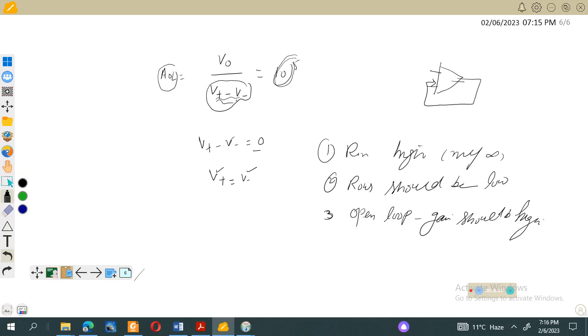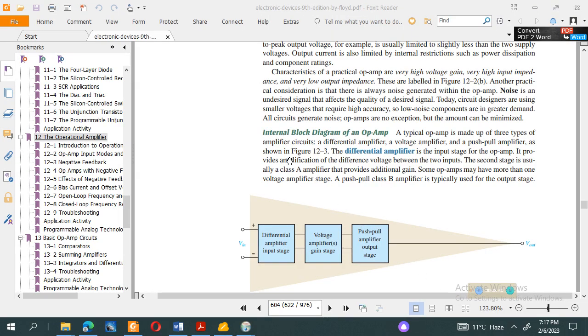And next is the internal block diagram of the operational amplifier. What is inside the operational amplifier? A typical operational amplifier is made up of a three-stage amplifier. The first one is the differential amplifier input stage. The second is the voltage amplifier gain stage, and the third is the push-pull amplifier or output stage.